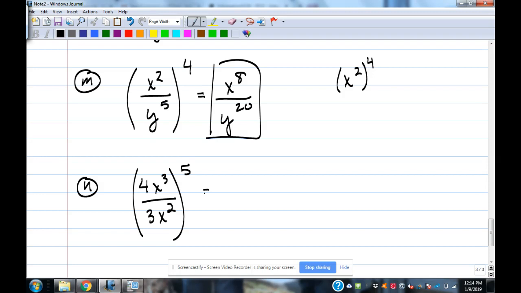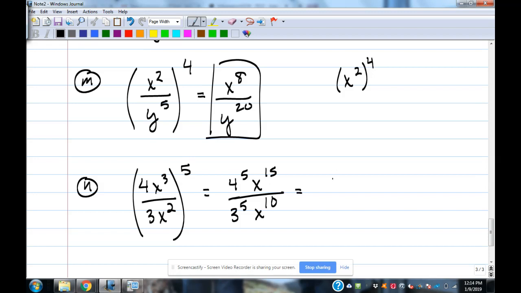All right. So that 4 is going to get the 5th power. That x on the top is going to turn into x to the 15. On the bottom, what's that 3 get? 3 to the 5th power, x to the 10th, right? Everybody that's in the parentheses got that exponent.